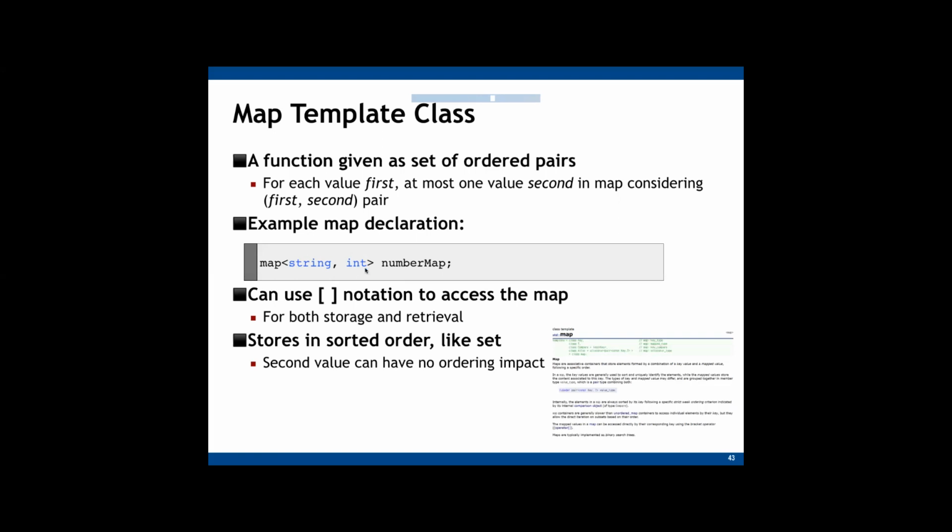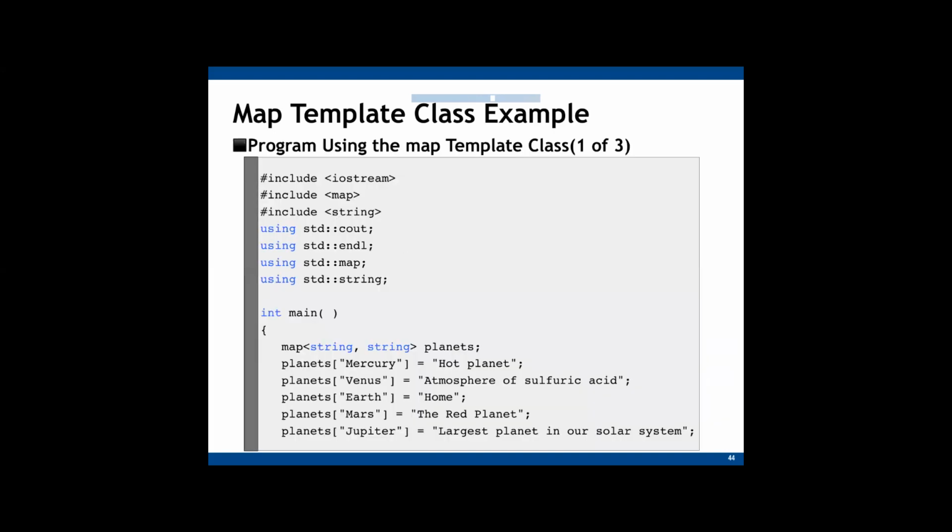When you use a map, you can use a square bracket notation to access elements in the map. Using this square bracket notation, you can store and retrieve elements stored in the map container. And the elements are sorted, just like a set. Okay, so let's look at the demo code for the map container.